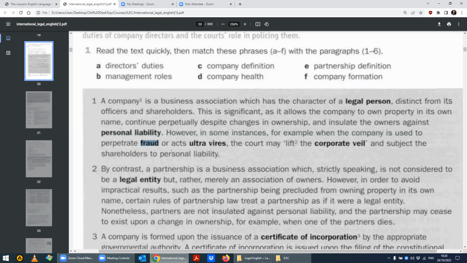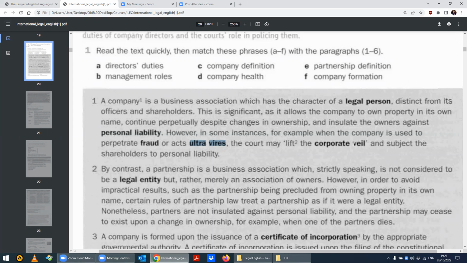So when a company is used to carry out, perpetrate a fraud, or acts beyond its powers, ultra vires, ultra, Latin of course, meaning beyond, and vires meaning power, beyond its powers. The company does something which it is not authorized to do. Well, in that case, the court may disclose to the general public the names, addresses, and identities of all the shareholders if they've been involved in this crime. We call this lifting the corporate veil.